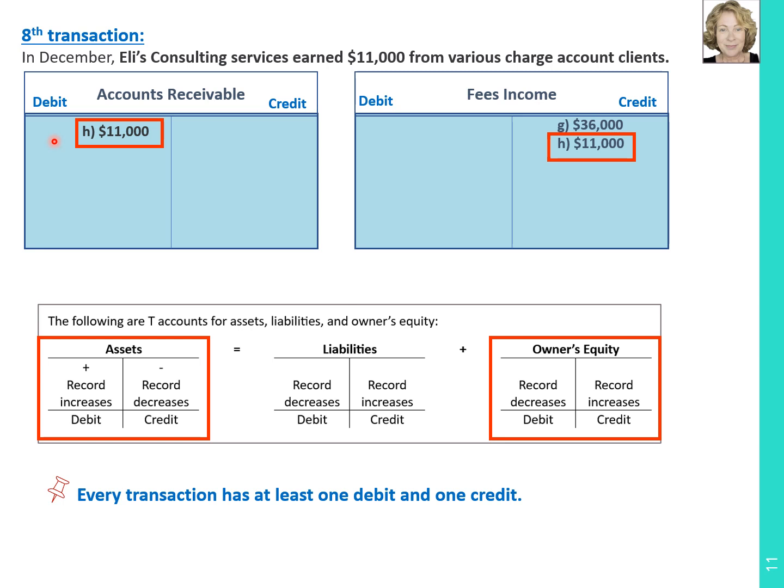Every accounting transaction must have at least 1 debit and 1 credit, and we just recorded our debit to accounts receivable, which means that we now need to record the credit side for this transaction. In this transaction, we need to also record the increase in fees income, and just like for the last transaction, fees income increases with a credit of $11,000.